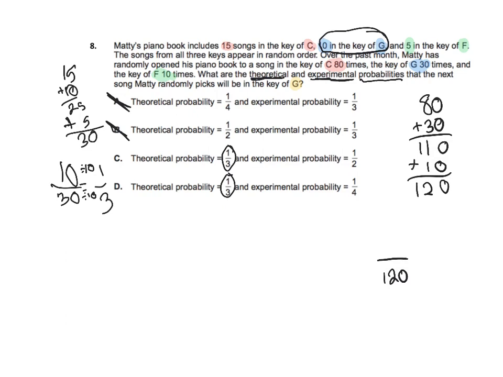Again, we're doing probability, so probability means fraction. And it wants the key of G, and we see the key of G is 30 times. So 30 is our top number. We can divide each of these by 30. 30 divided by 30 is 1. 120 divided by 30 is 4. So 1/4 is the experimental probability. So that makes our answer D.